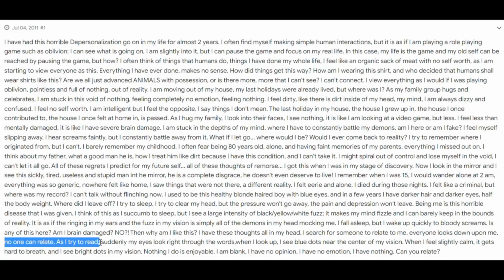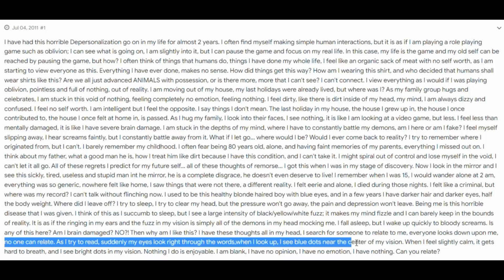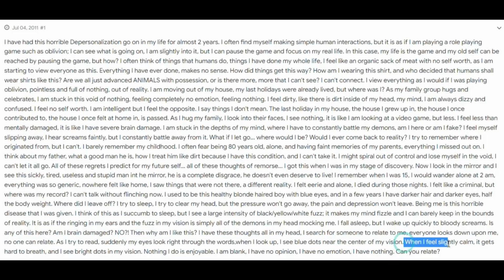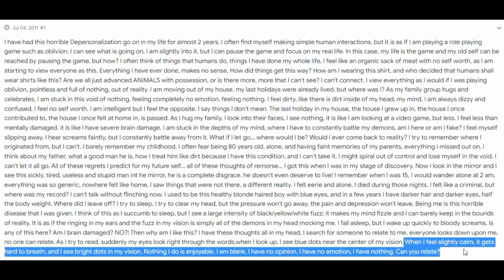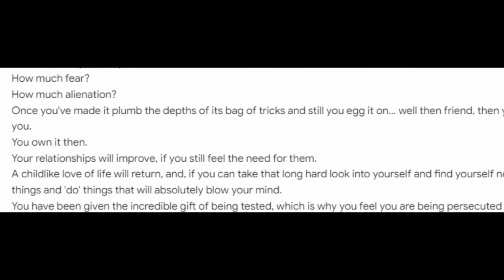As I try to read, suddenly my eyes look right through the words when I look up. I see blue dots near the center of my vision. When I feel slightly calm, it gets hard to breathe, and I see bright dots in my vision. Nothing I do is enjoyable. I am blank. I have no opinion. I have no emotion. I have nothing. Can you relate?